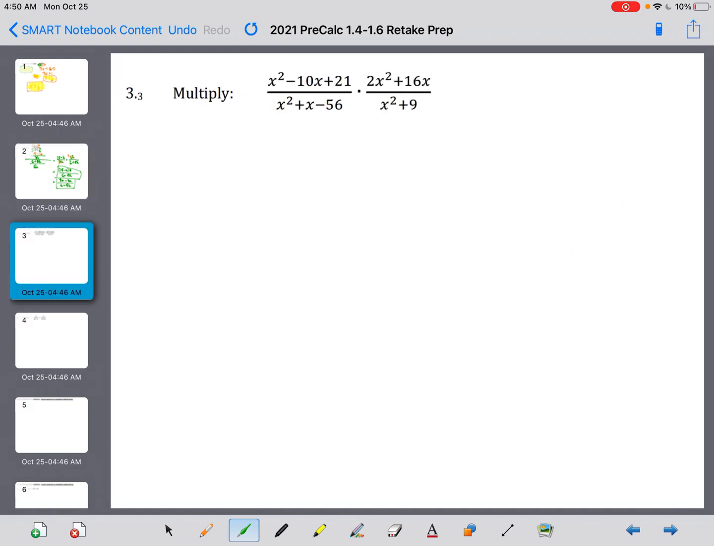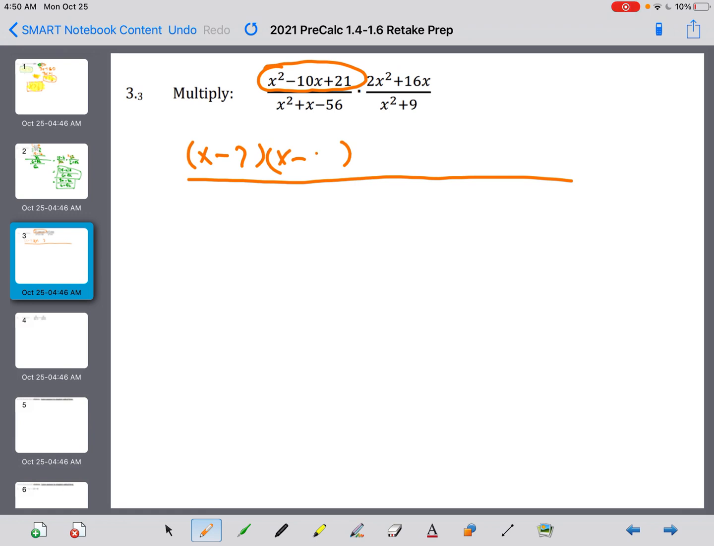Number 3. With this one here, we want to start by doing any factoring we can. And what I like to do is, since it's multiply, I'm going to put everything in the top. So this first one here, however you factor, factors of 21 that add up to 10 are -7 and -3. Over here, I can see a common factor of 2x can come out. So that gives me x plus 8.